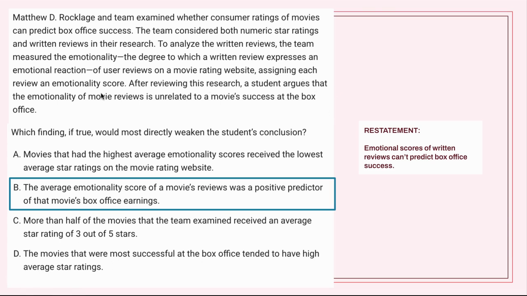Keep in mind that the student is talking about the emotionality of the written reviews. So nothing about star ratings is going to be relevant when we're talking about this claim. So B directly pretty much says that the emotionality of the reviews could predict that movie's box office earnings. So again, the trick is to figure out the restatement of his claim, figure out the opposite, and see which one matches up with the opposite of the claim. That directly proves the opposite of what the student is saying. And again, make sure all the details in your answer choice are relevant to what the student is talking about.